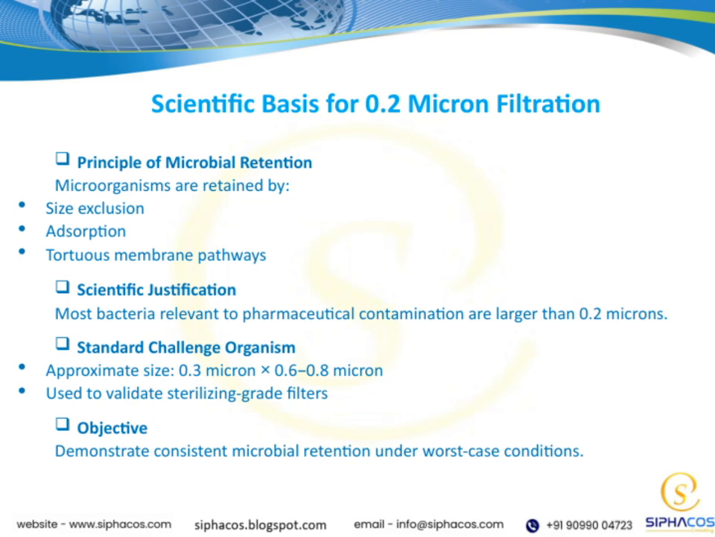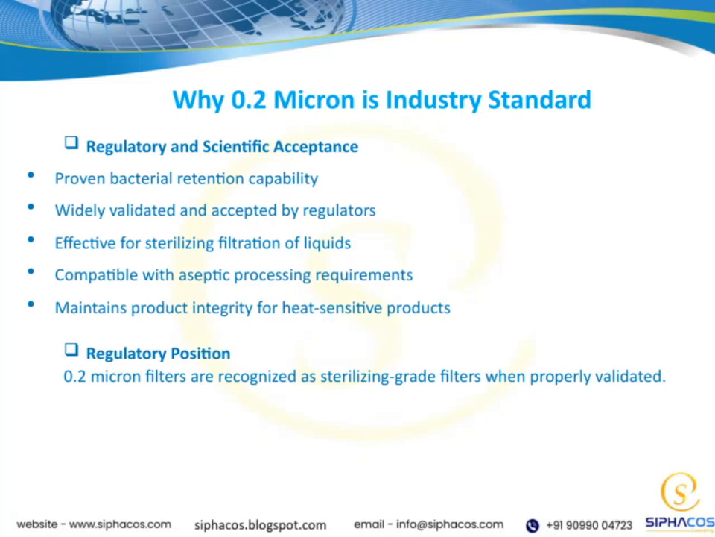When it comes to validation, we use a standard challenge organism, which is approximately 0.3 microns by 0.6 to 0.8 microns in size. This organism is used to test and validate that our sterilizing grade filters are performing effectively. The main objective here is to demonstrate that the filter can consistently retain microbes, even under the worst-case conditions. In other words, we want to be confident that the filtration process is reliable and robust, ensuring product safety and compliance. Let's talk about why 0.2 micron filters have become the industry standard.